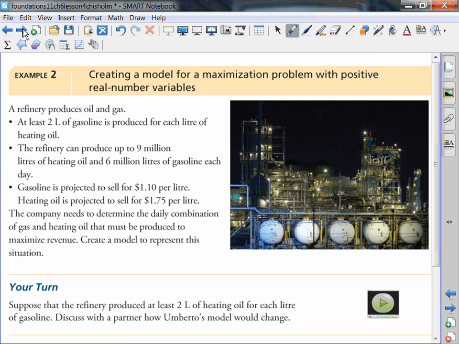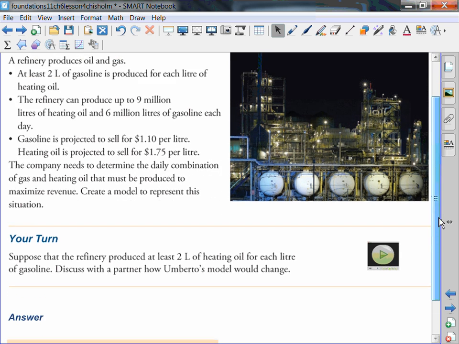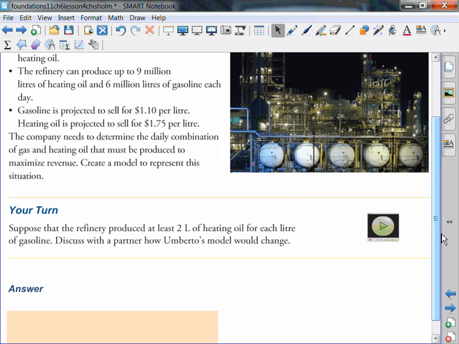We can take a look now at Your Turn, which says, suppose that the refinery produced at least 2 liters of heating oil for each liter of gasoline. How would Umberto's model change? Let's take a look.